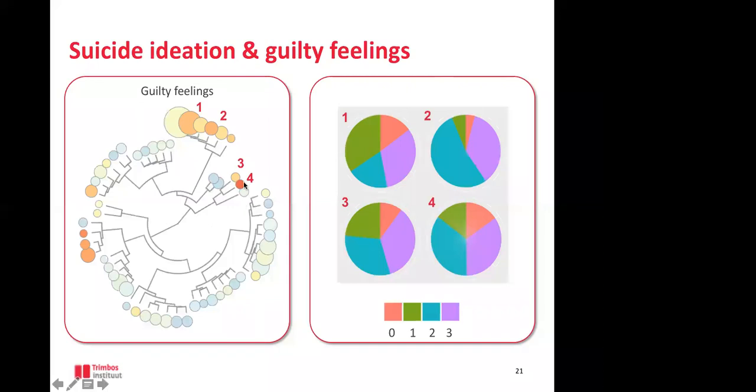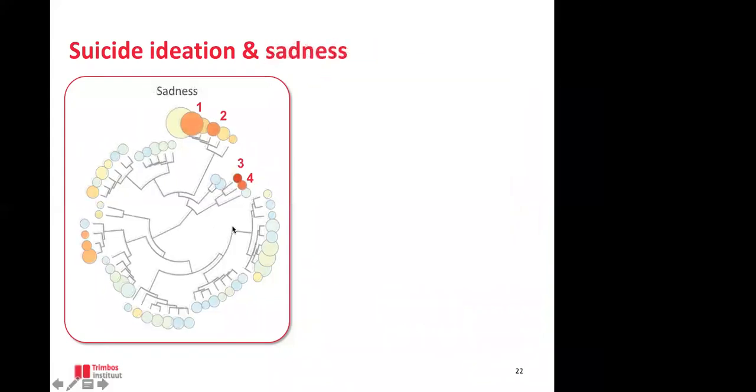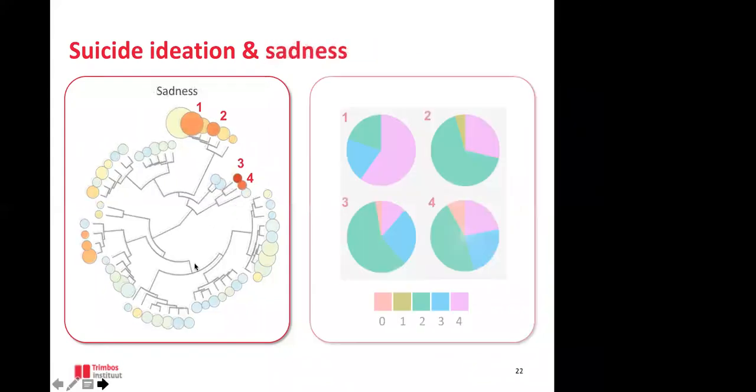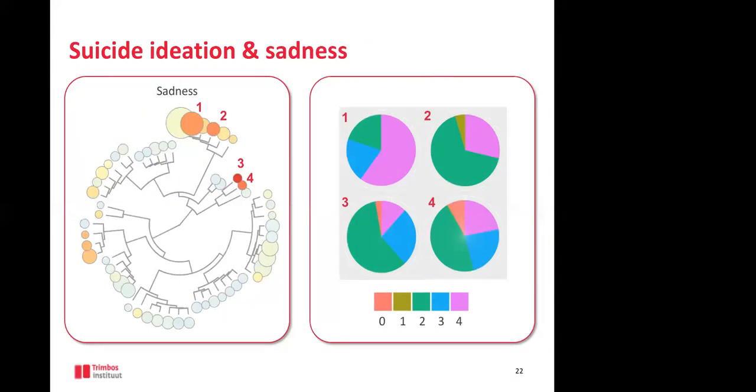We could also do this for sadness. So here there's a difference. Let me go back one. Here we see that module 4 is scoring higher on guilty feelings compared to module 3. But if you take a look at sadness, we see this is the other way around. Again, visualizing this using these pie charts, we see that module 3 is scoring higher on average, because there are only so many people scoring 0 on this measurement.